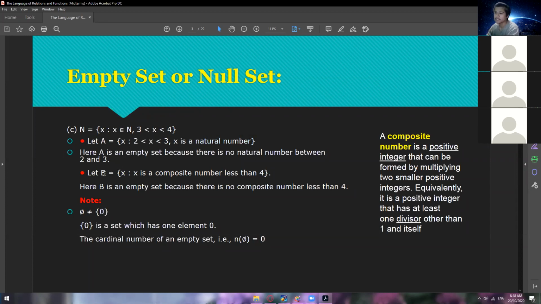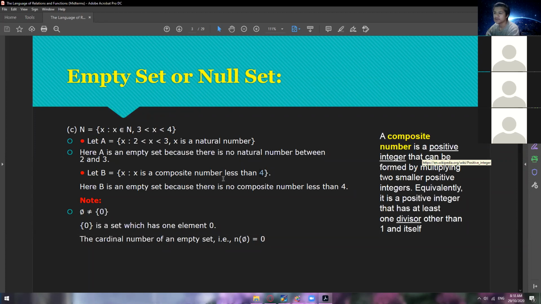Another example is let P be a set, and it has elements that are composite numbers less than 4. If you don't know the meaning of composite number, I've prepared a definition here. A composite number is a positive integer that can be formed by multiplying two smaller positive integers. Equivalently, it is a positive integer that has at least one divisor other than 1 and itself.